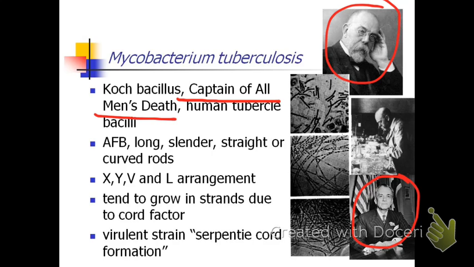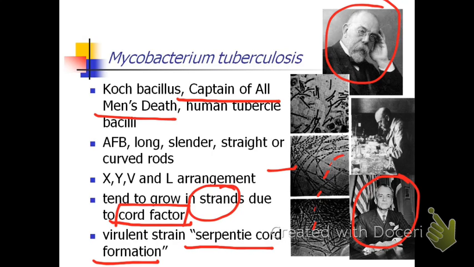Of course it is known as the human tubercle bacilli because of the fact that it could cause tubercle of the lungs. So it is an acid-fast bacilli. As you can see in the illustration, they are long, slender, straight, or curved rods. And they could be somehow pleomorphic, which means that they could exhibit a variety of shapes. They tend to grow in cords, in strands, as you can see here. So this strand is known as the cord factor, and very important to take note, cord factor is considered as a virulence factor for Mycobacterium tuberculosis. It is also known as the serpentine cord formation.